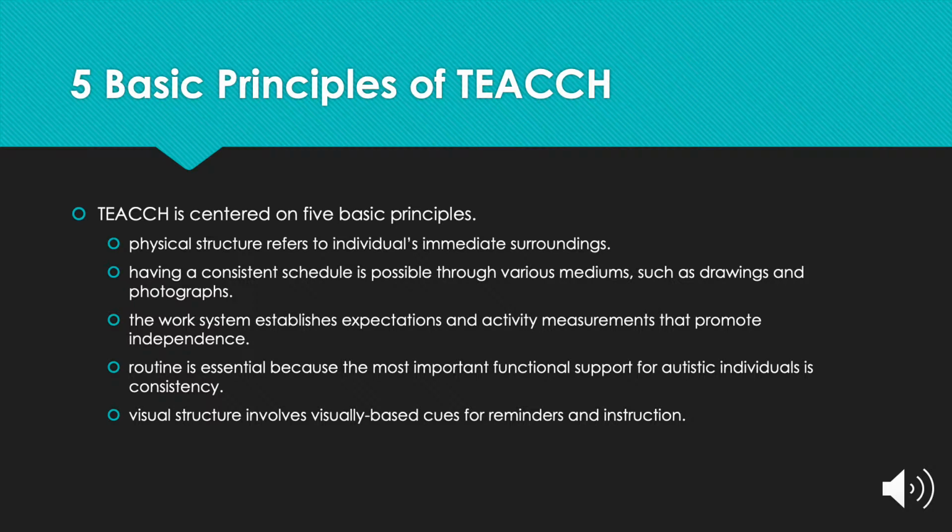There are 5 basic principles of TEACCH, and these principles are physical structure, that refers to the individual's immediate surroundings. Having a consistent schedule is possible through various mediums such as drawings and photographs. The work system has certain expectations and activity measurements that promote independence for the child. A routine is essential because the most important functional support for children with autism is consistency. And the 5th one is that visual structure involves visually based cues for reminders and instruction.